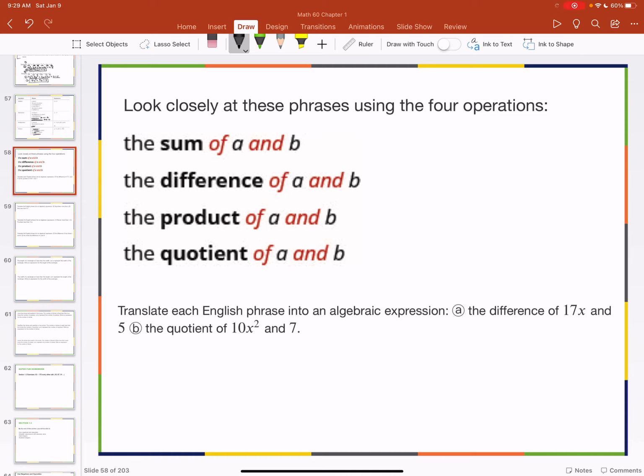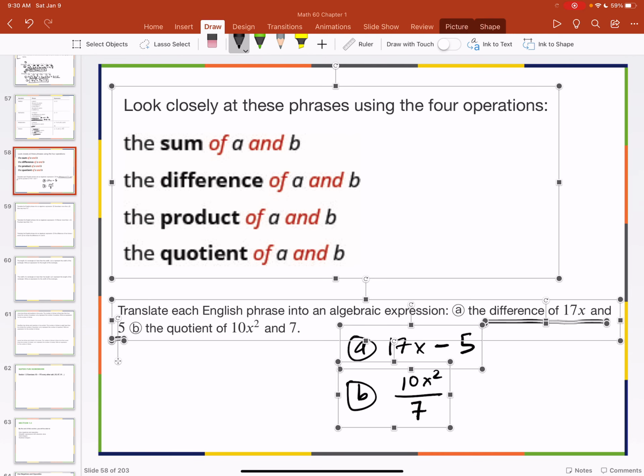So for A, let's go ahead and do the difference of 17x and 5. So that would be the difference of 17x and 5. That's it. B, the quotient of 10x squared and 7. 10x squared and 7. That's it. Okay, not too bad. Quotient means divide.